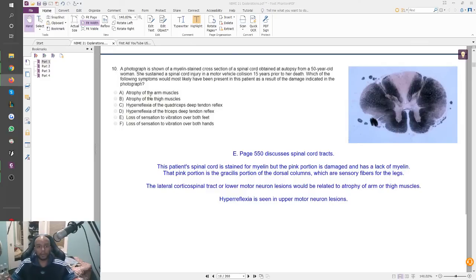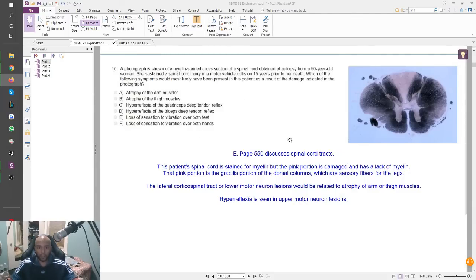Which of the following symptoms would most likely have been present in this patient as a result of the damage indicated in the photograph, right? So now you're thinking, where's the damage here, right? Is it this thing here, or something happened here? Like, where's the damage here? So you look at all your answer choices.